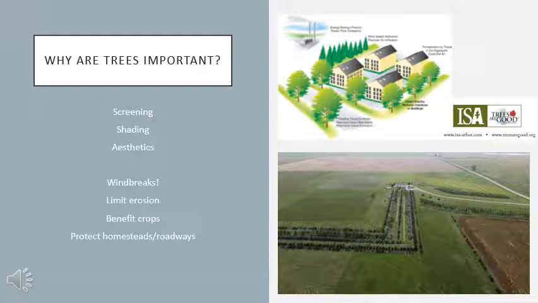These services are categorized into provisioning, which can produce a product like fuel wood, regulating the climate around us, supporting, which promotes soil development or nutrient cycling, so stabilizing soils is one of those supporting characteristics, and then the cultural, which we look at as kind of the educational or aesthetic component.